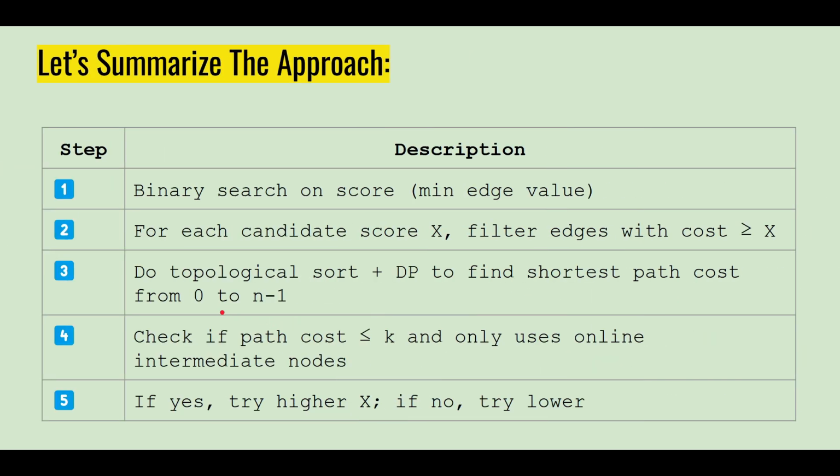So if we summarize this, the very first thing we need to do is binary search on the score, the mid edge value. For each candidate score x, we filter the edges with cost greater than or equal to x. Then we do a topological sort with DP to find the smallest path cost from 0 to n-1. Then we check if the path cost is less than or equal to k, using only online intermediate nodes. If yes, we try a higher x. If no, we try a lower one.